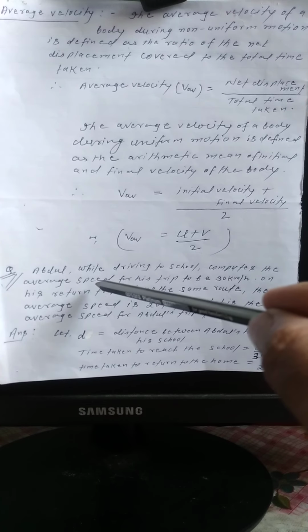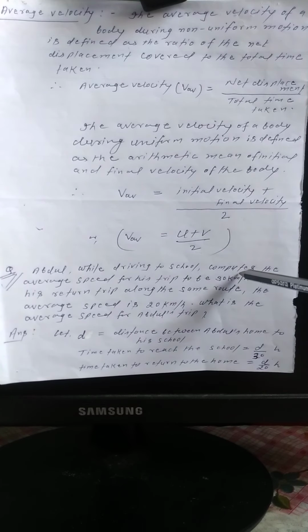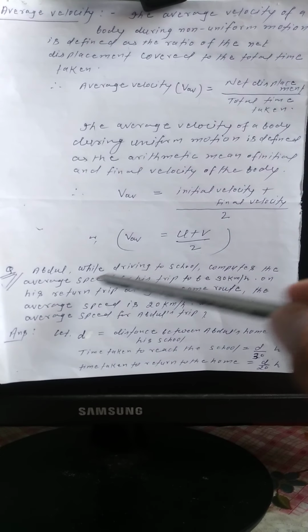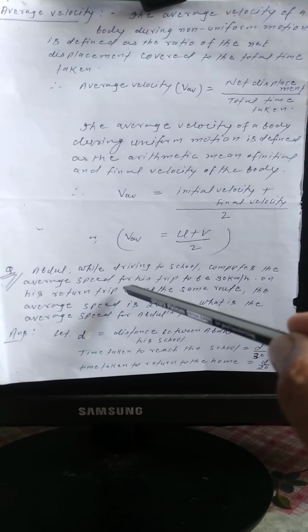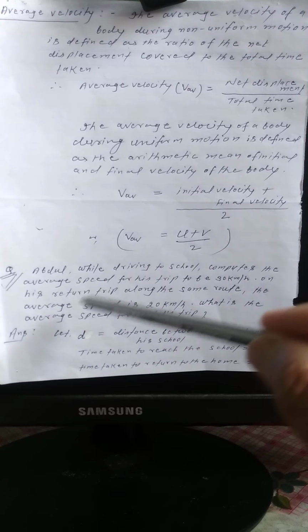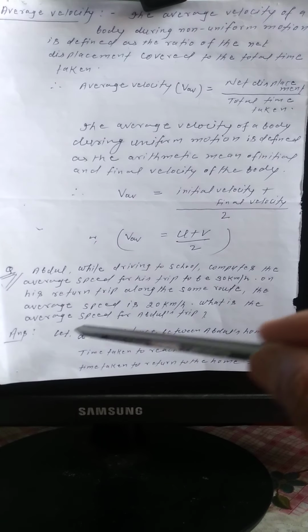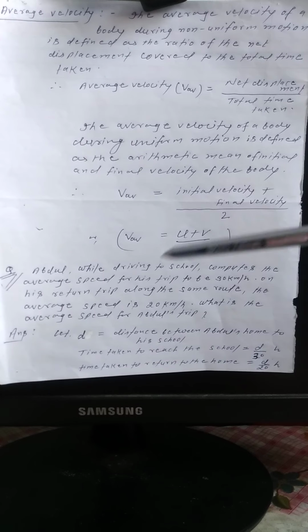Now, one question based on the average speed. Abdul, while driving to a school, computes the average speed for his trip to be 30 km per hour. On his return trip along the same route, the average speed is 20 km per hour. What is the average speed of Abdul's trip?